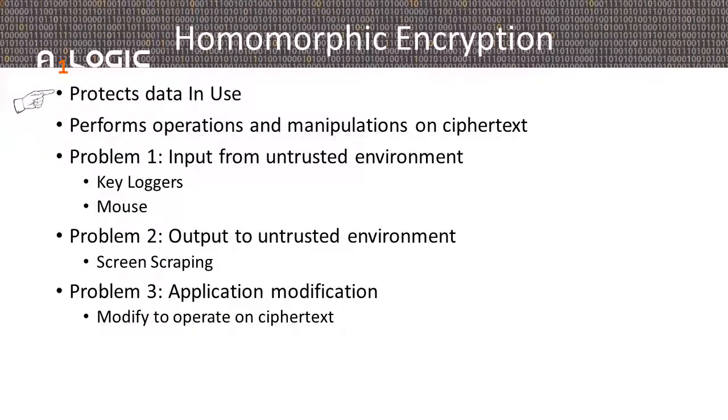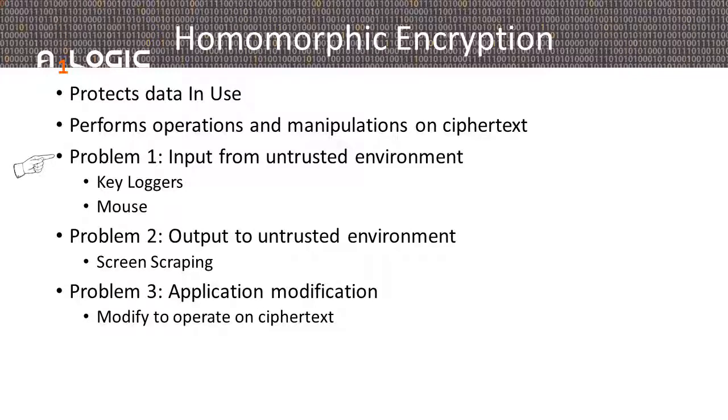Homomorphic encryption is another way to protect data in use through innovations in cryptography. With homomorphic encryption, operations and computations are done directly on ciphertext. This means that data never has to be decrypted in order to be used, thereby keeping the data protected when in use. Homomorphic cryptography has limitations similar to those of Intel SGX.